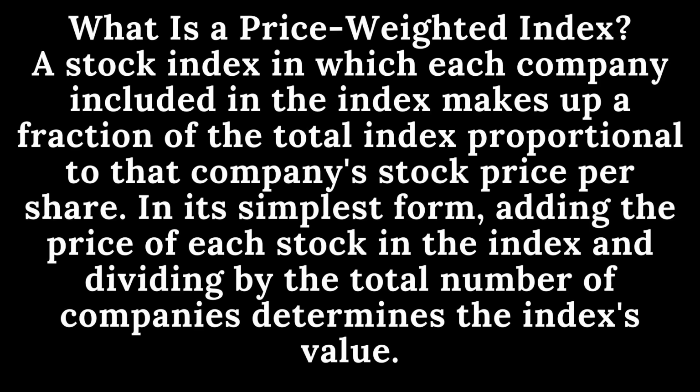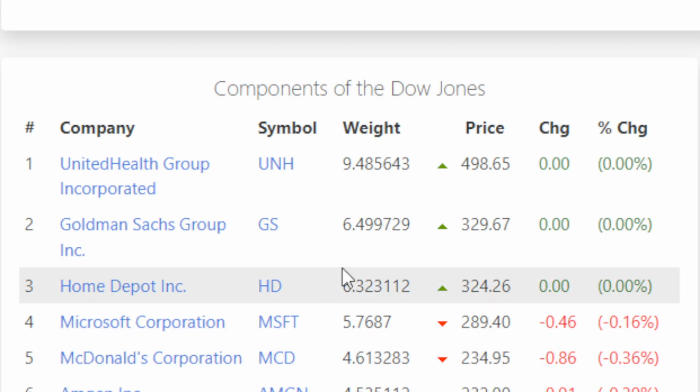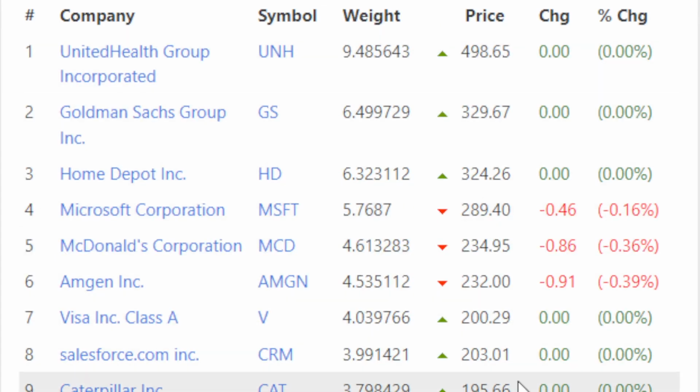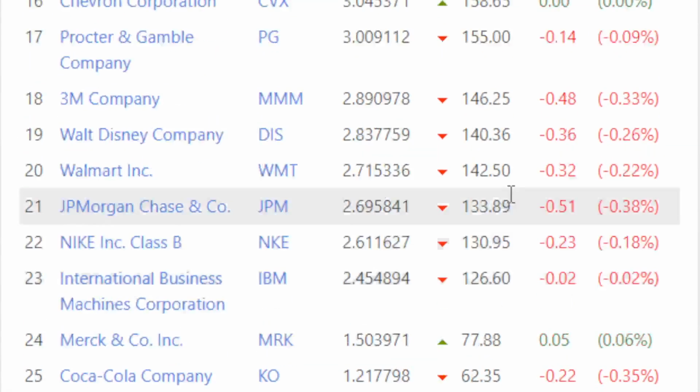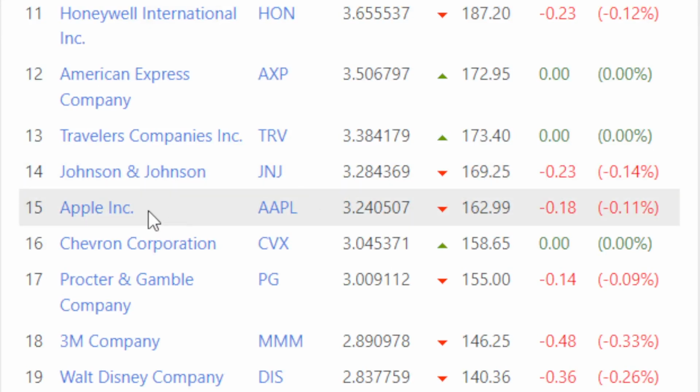So in its simplest form, adding the price of each individual stock in the index and dividing by the total number of companies, which in the Dow Jones is 30, determines the index's value. Okay, so when looking at the Dow Jones, now you see it different. Now look here. This is how it's weighted with the Dow Jones. It's 100% based on the price per share all the way down the line. So in the Dow Jones, Apple doesn't hold as much weight.